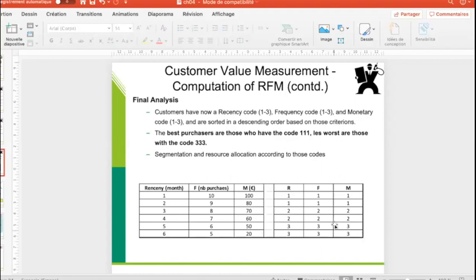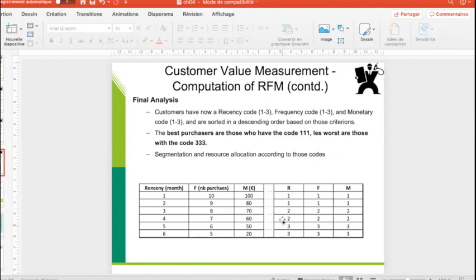This means that you have segmented them in groups and you can allocate resources to them according to these codes. In priority, you will invest resources into the 111 platinum customers. You will invest less, an average amount, in your silver customers, the 222. And you will invest no resources in your worst customers, the 333 customers, who did not buy recently, so they are inactive. When they buy, they don't buy frequently and they buy small amounts. Whereas the 111 customers bought recently, buy with a high purchase frequency, and buy for a higher amount. So you have an easy segmentation model indicating the value of customers and the importance of customers in which you should invest money.